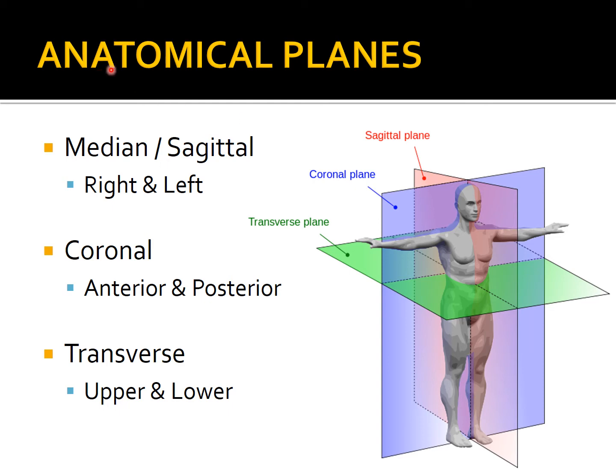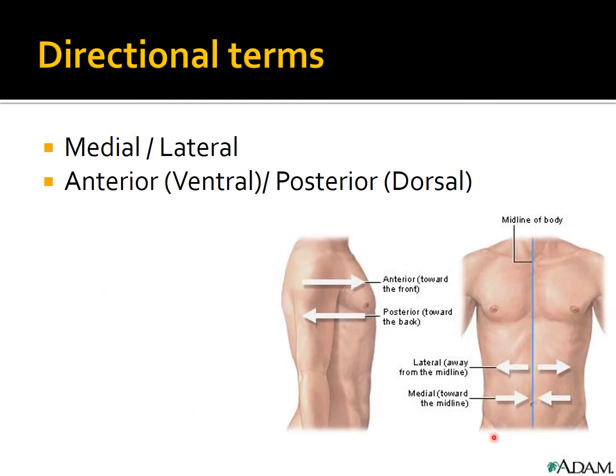So these are the three different anatomical planes: median or sagittal plane, coronal plane, transverse plane. Median plane dividing it into right and left halves, coronal plane dividing it into anterior and posterior, and transverse plane dividing it into upper and lower halves. Now let's see different terms. Here there are different terms mentioned: medial and lateral.